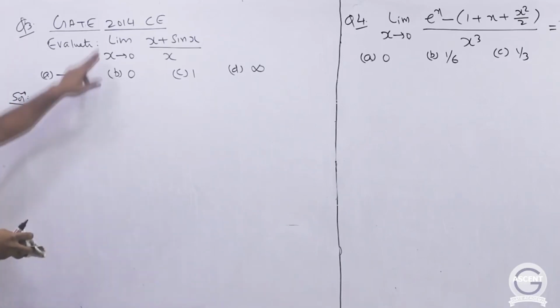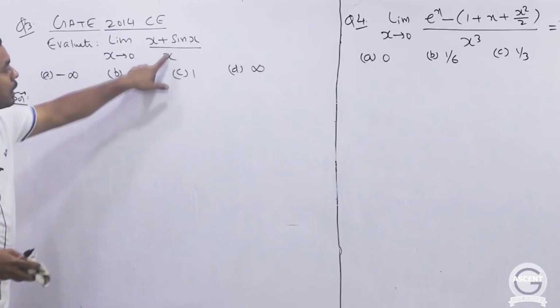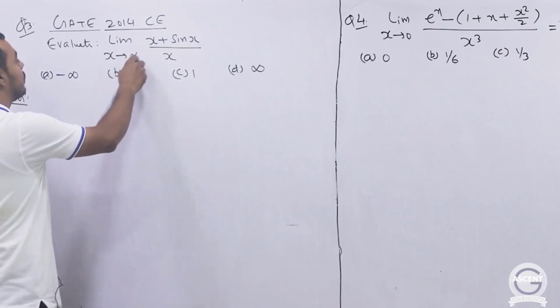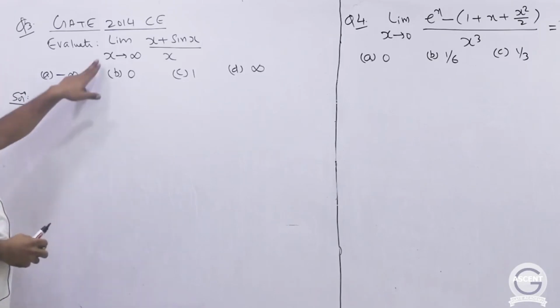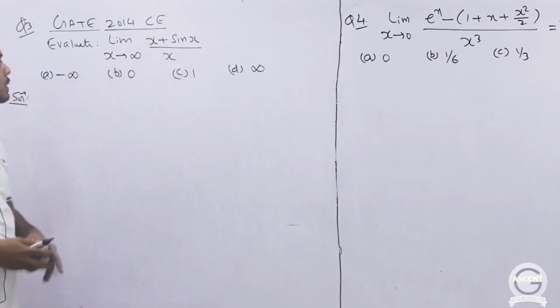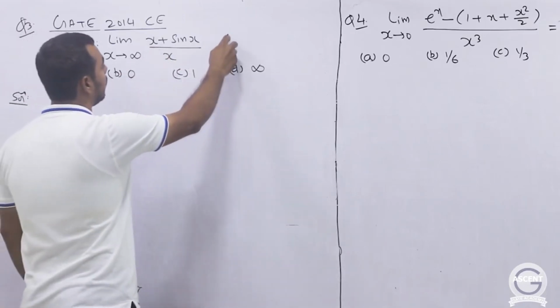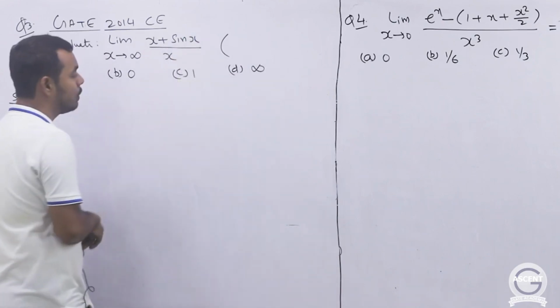The problem is, evaluate limit x tending to 0, x plus sine x by x. This was not x tending to 0, x tending to infinity. Okay, so the problem is, find the value of this limit x tending to infinity, x plus sine x by x. Now as you can see that if you place infinity here, then you will get infinity plus sine infinity, which will be anything from -1 to +1.